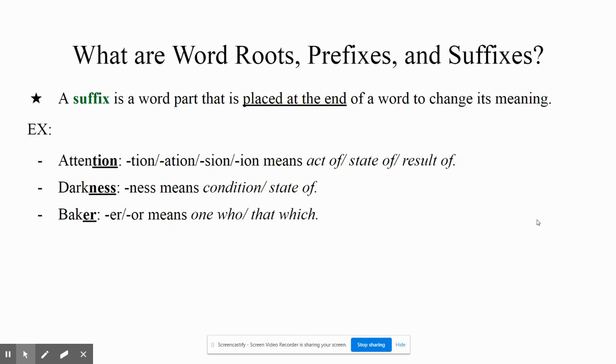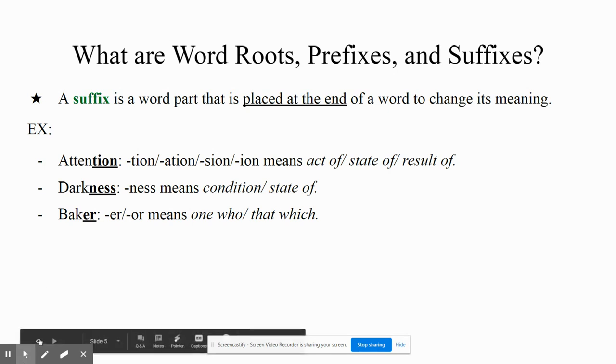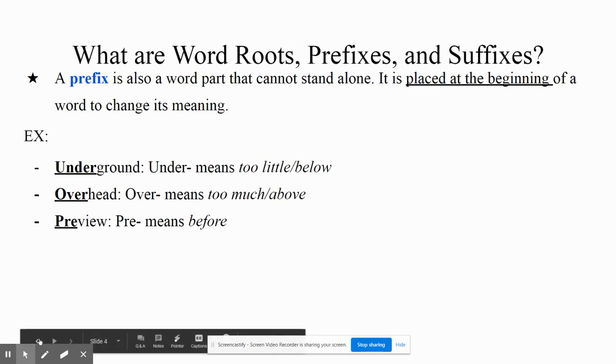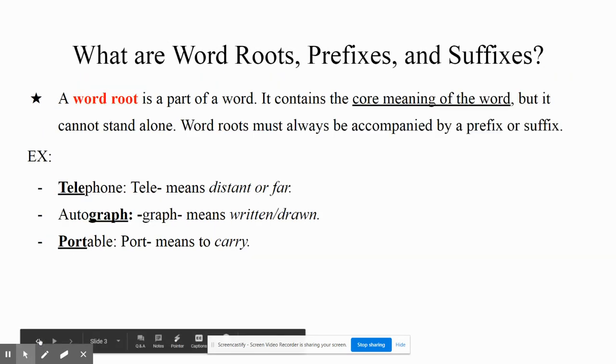So that's a quick, simple thing. Word roots, prefixes, and suffixes. A suffix is a word part that's placed at the end to change its meaning. A prefix is a word part that is placed at the beginning to change its meaning. And a root word is the core meaning of the word. It is the base word.